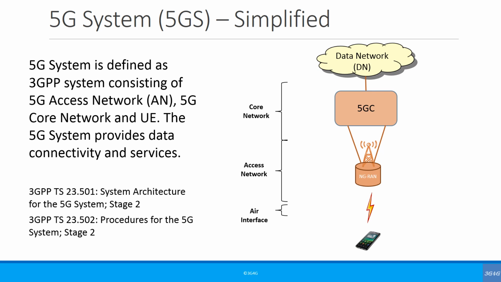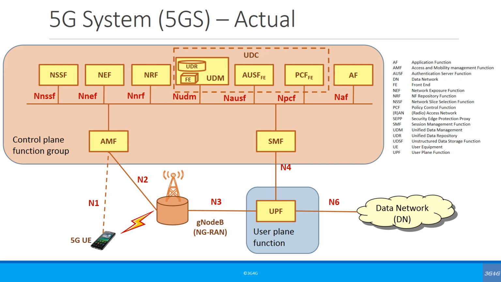Now, this is a very simplified view. The actual view as specified in the specifications is something like this. So don't worry about all these entities and what they do. I'll be doing another presentation on just looking at the 5G system in general. But in the meantime, this is how the 5G system actually looks. If you look at the specifications, like the 23501 and 23502, this is how it exactly looks.